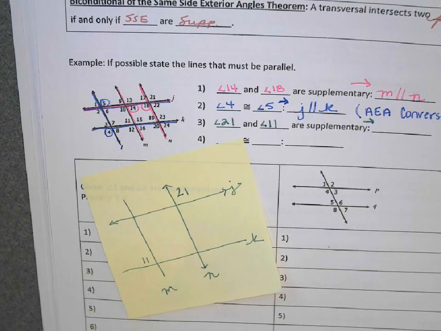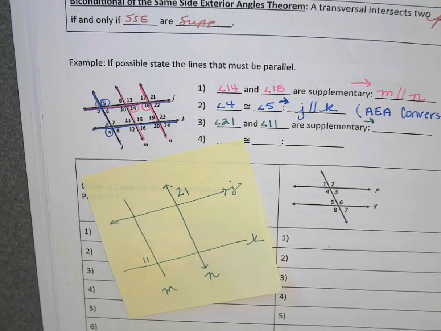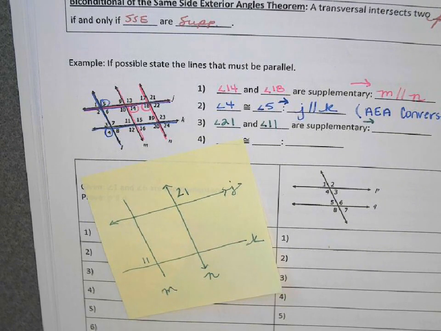It says they are supplementary, yes, but what does that tell us? What kind of angles are these? What kind of relationship do those have? What is it?